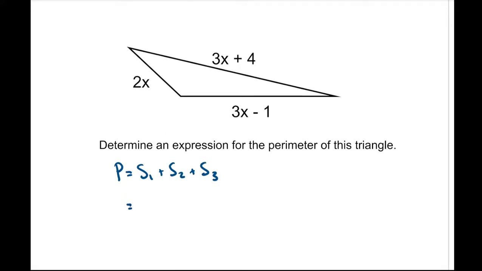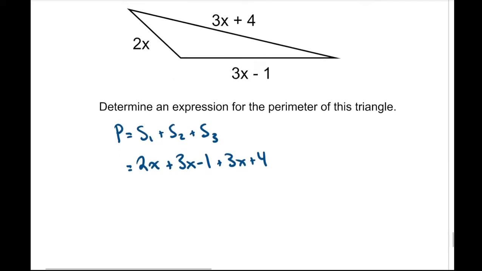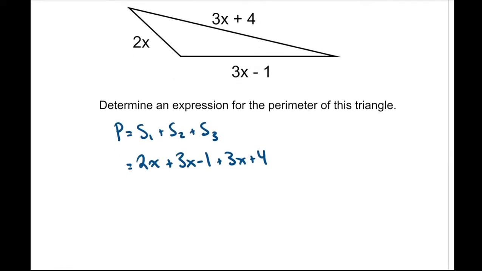So in this case, it's going to equal 2x for the one side plus 3x minus 1 plus 3x plus 4. So that's basically a long expression for the perimeter of this triangle. But using what we know, we can simplify this. We can make this smaller by collecting like terms.